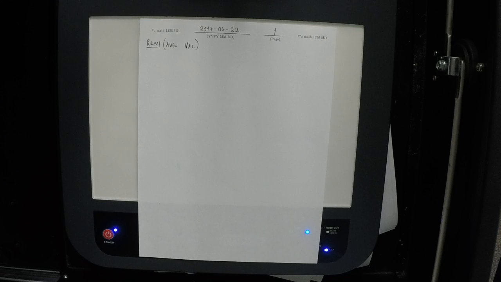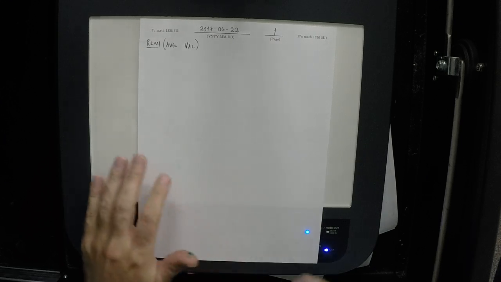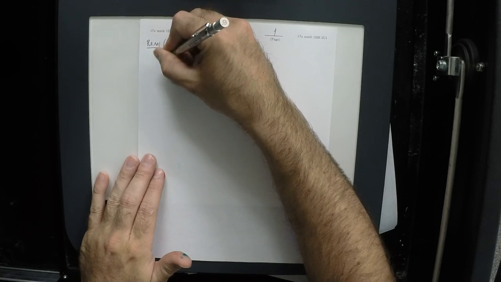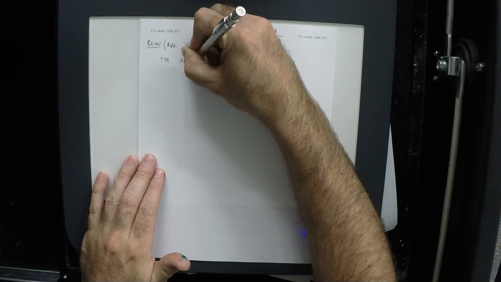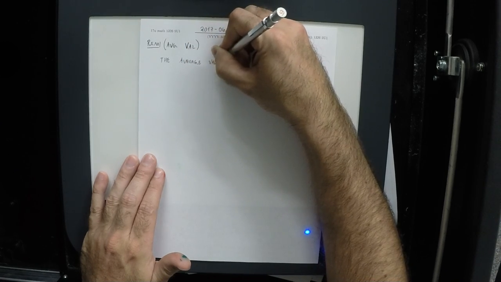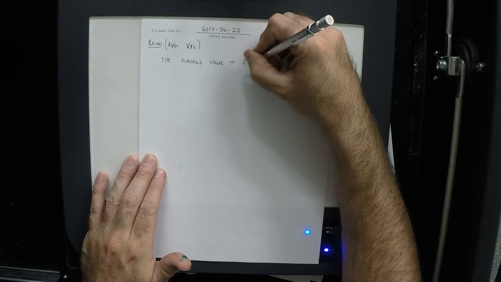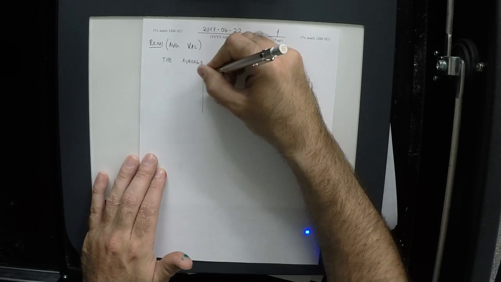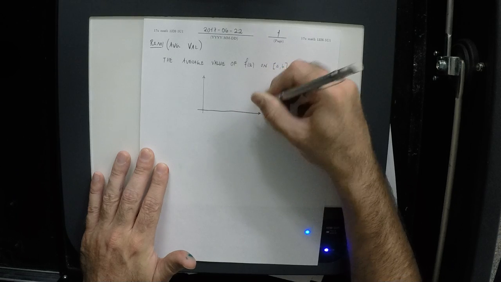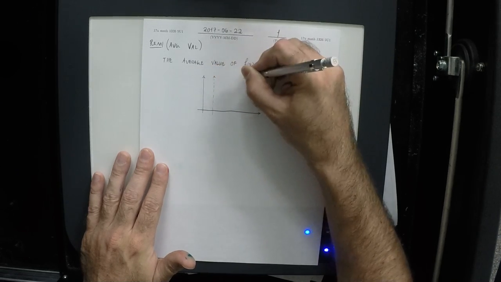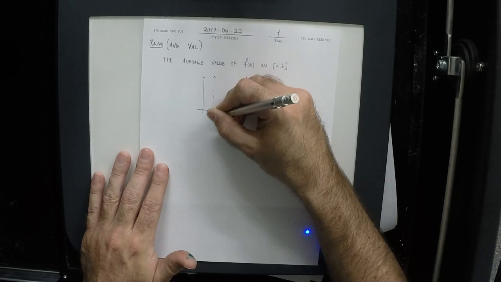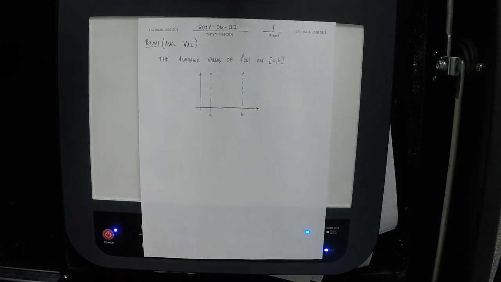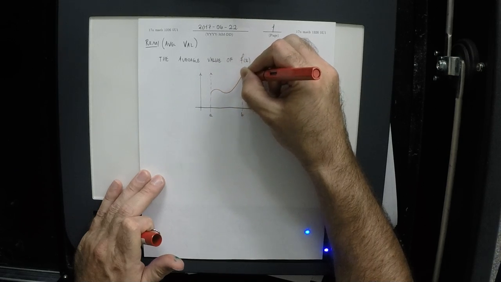Okay, this constant value. So what we did last time is we extended this trick, this notion, to a function which doesn't have finitely many values, it has infinitely many values. So, the average value of f of x on a to b. That's the interval, and this is the function.